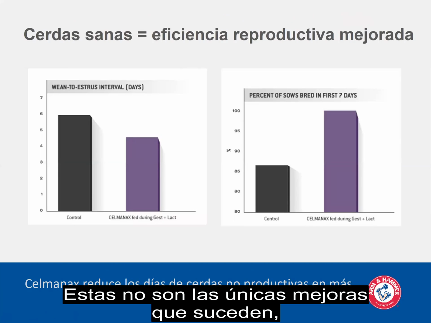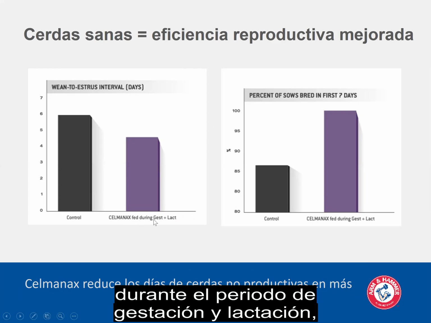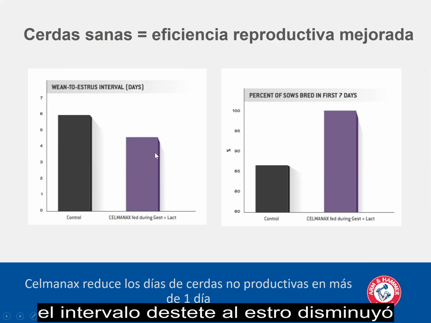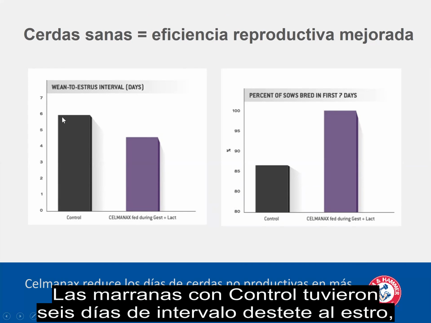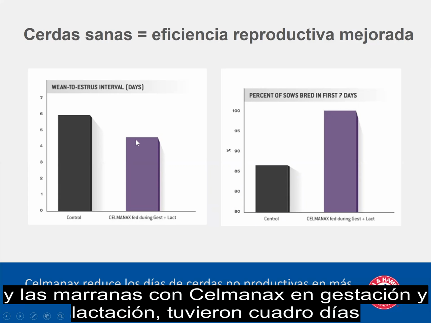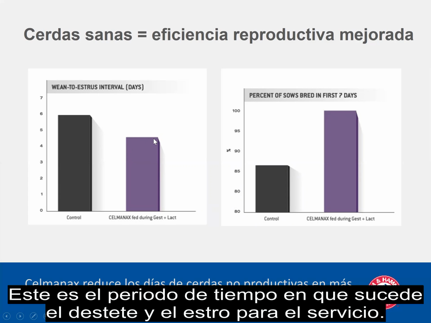Not only the health and productivity of her offspring, but the healthy sow, again, is helped by Salmonex. When Salmonex was fed to these sows during gestation and lactation, the wean to estrus interval dropped by 1.5 days compared to the control pigs. So the control sows were at about 6 days in a wean to estrus interval, and the application of Salmonex to the gestation and lactation diets dropped that to about a 4.5 day wean to estrus interval, the time between when they were weaned and when they exhibited estrus for rebreeding.